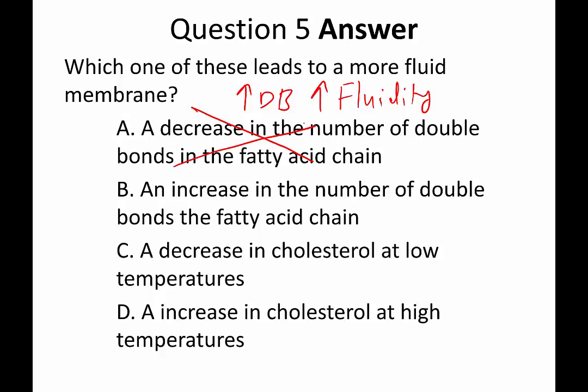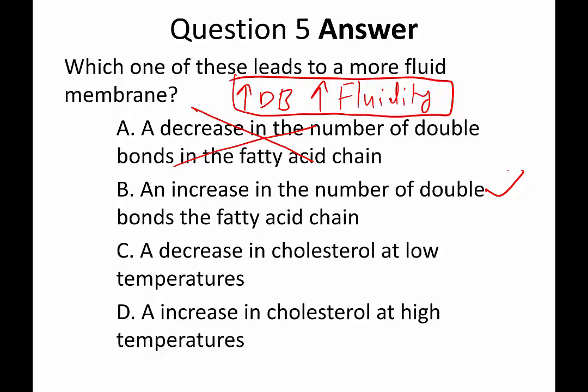Let's look at B. So an increase in the number of double bonds in the fatty acid chain will make the membrane more fluid. So that follows this. So we're increasing the number of double bonds, and that makes the membrane more fluid. So we're going to put a check mark here, since it looks like that's the best answer. However, just to be sure, we're going to go over C and D to make sure those answers are incorrect.